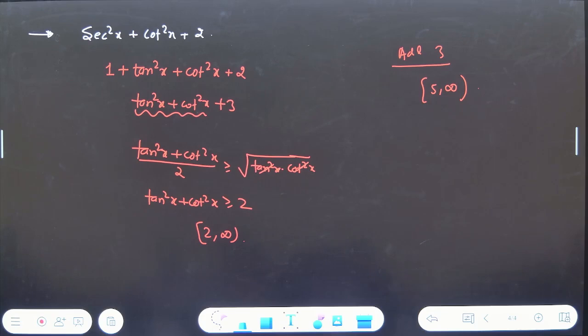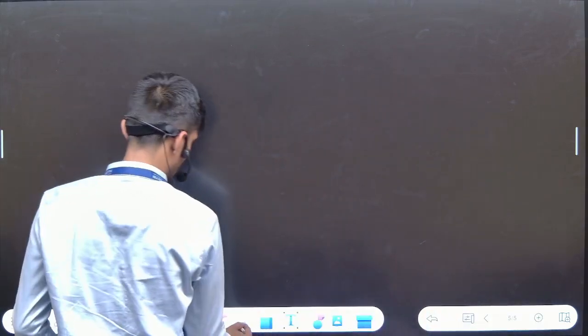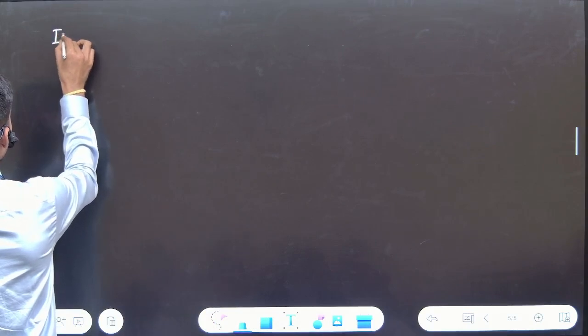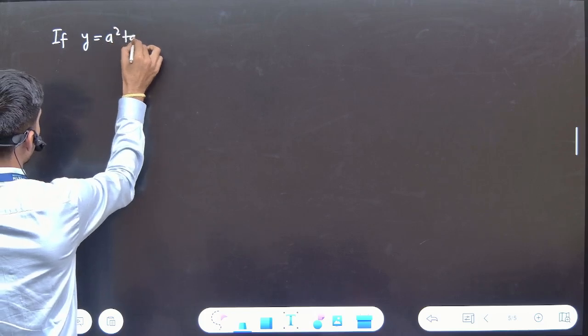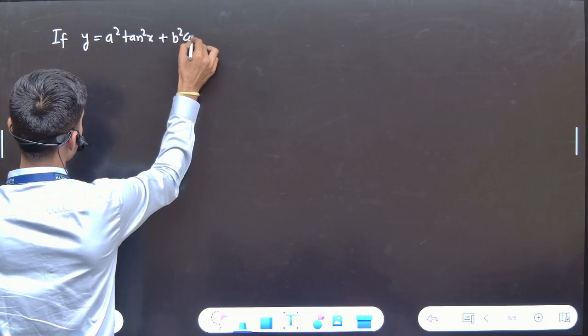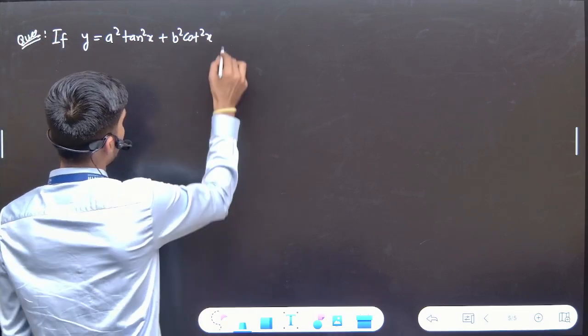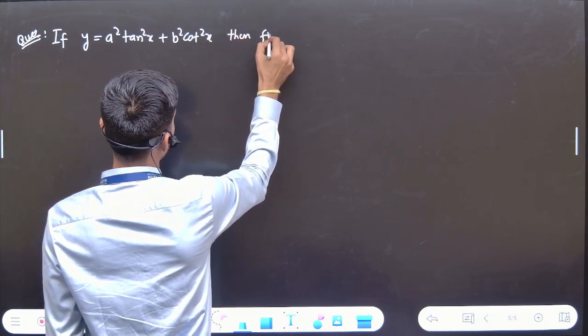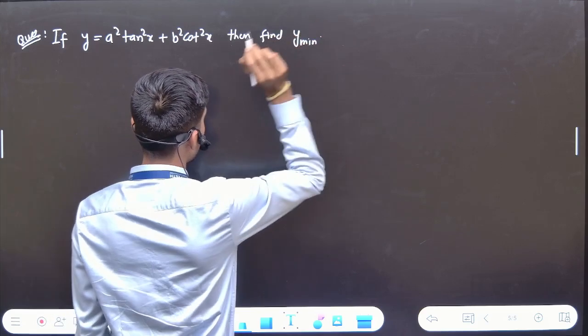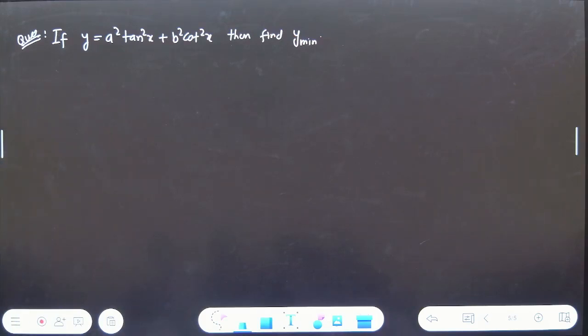Okay, now write down the question. If y is equal to a square tan square x plus b square cot square x, then find y minimum.